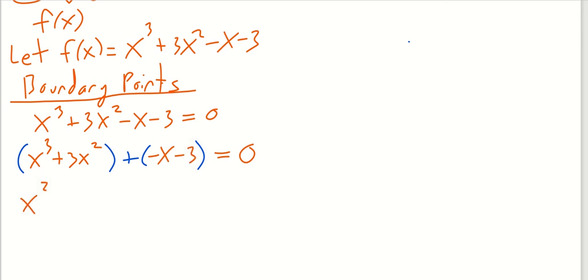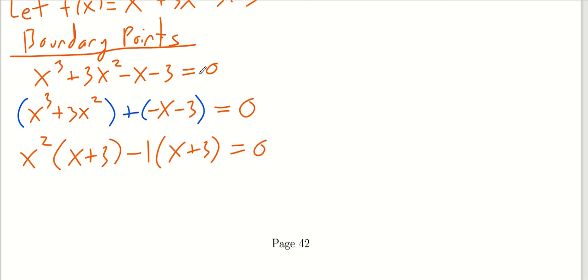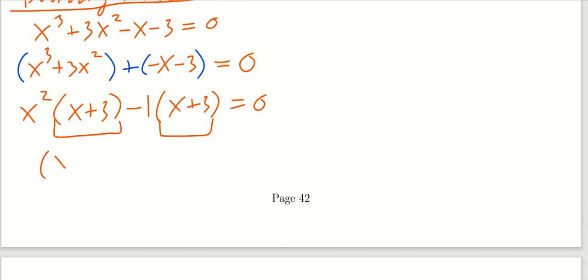We can pull a GCF of x squared out of the first parenthesis. That'll leave us with the x plus 3. We can pull a negative 1, which is the GCF, out of those, but because the first term is negative, you want to factor out the negative of the GCF, so pull out a negative 1. We now have 2 terms, both of which have a common factor of x plus 3. So let's factor that out. This will leave us with x squared minus 1 equals 0.